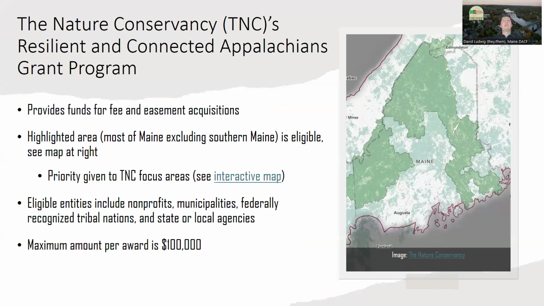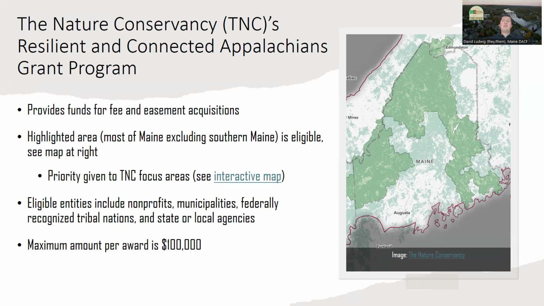Finally, we have the Nature Conservancy, TNC's Resilient and Connected Appalachians Grant Program. If you think, oh, we're not really eligible, we're not technically Appalachia, TNC is very, very generous in terms of their geographical definition of what they consider to be Appalachia. So the highlighted portions of the state included by the red line are generally eligible for this program. That's most of the state except for southern Maine and the western mid-coast.